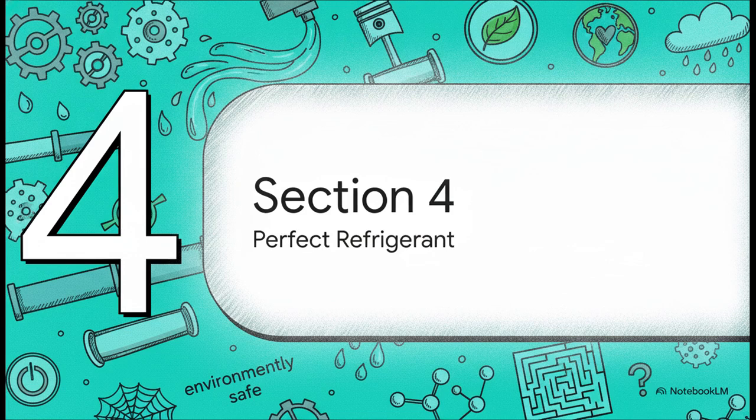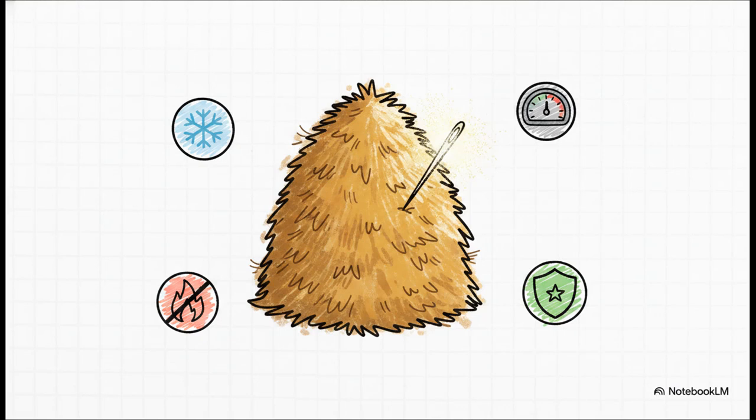Now, hearing all this, you're probably thinking, why is it so hard to just make a good refrigerant? Well, let's look at Section 4, Conditions for Perfect Refrigerants. It's so incredibly difficult because a perfect refrigerant has to check all of these ridiculously strict physical and chemical boxes all at once. First up, it needs high latent heat. That just means a tiny bit of liquid needs to absorb a massive amount of heat, which is what allows our AC units to be reasonably small.